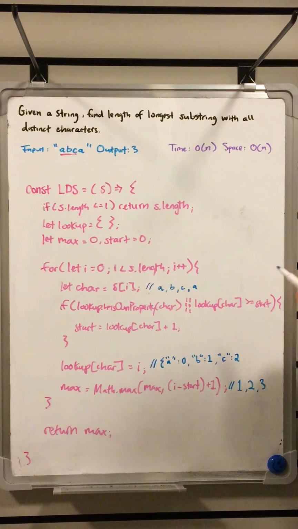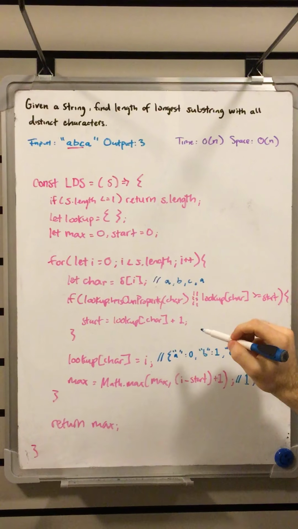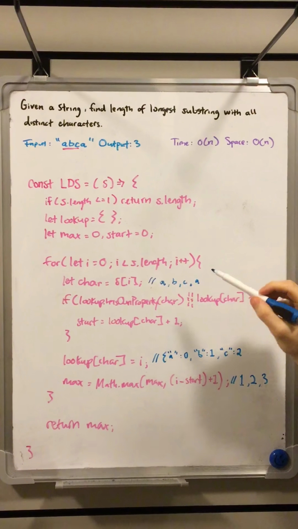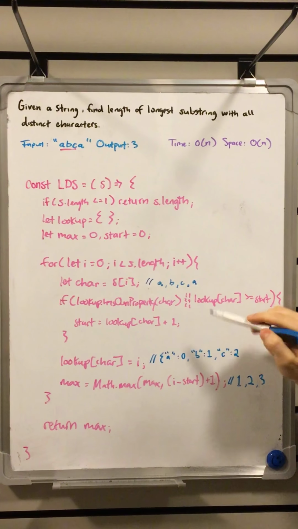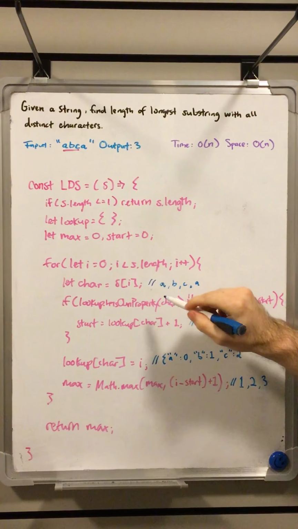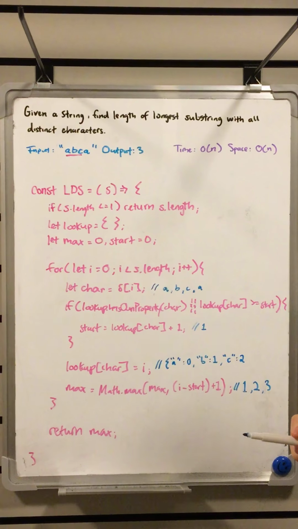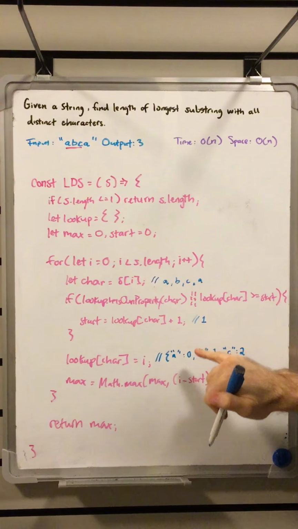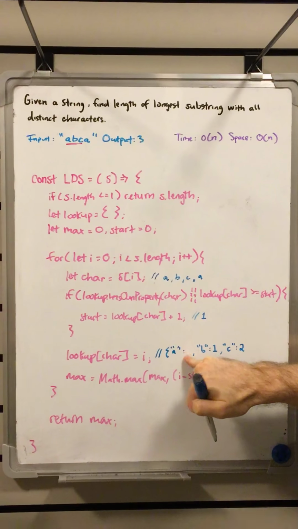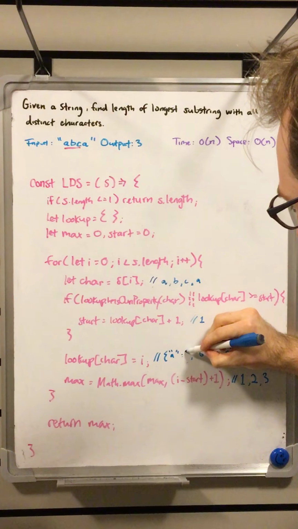Okay, so the 0 is equal to 0, so now we set our start equal to the 0 plus 1. So now start is 1. So then we go out of that if and go on to this next one, and we reset A to its current index position, which is at 3. So we set it to be 3.